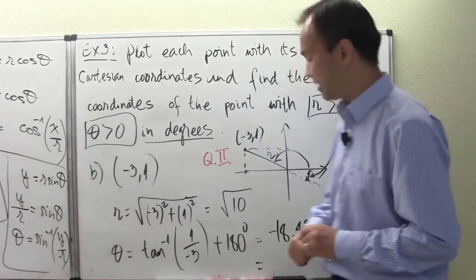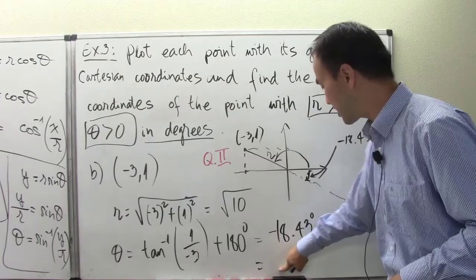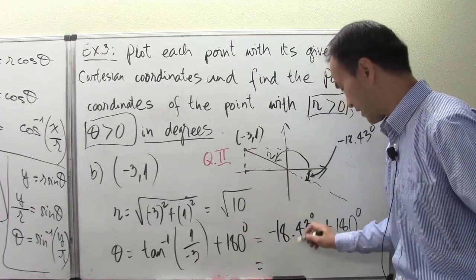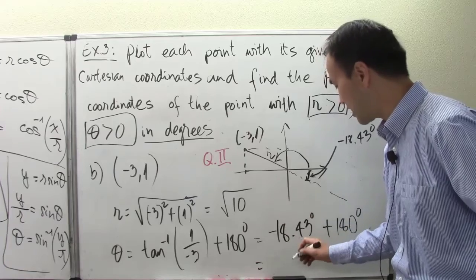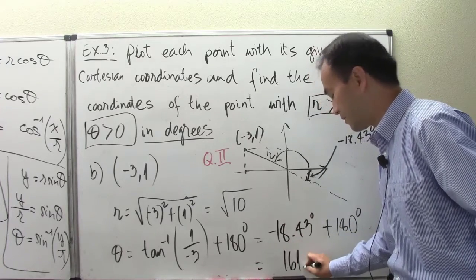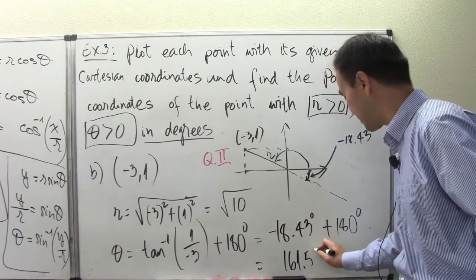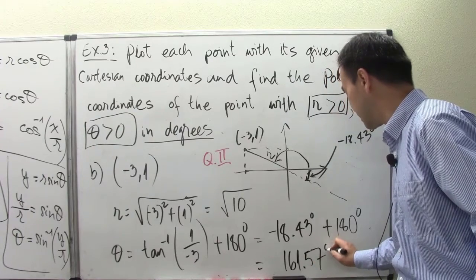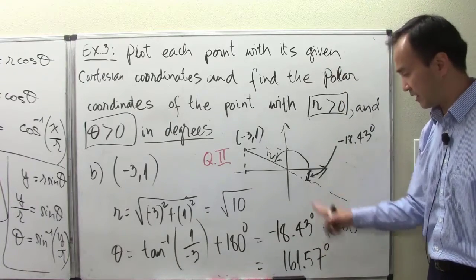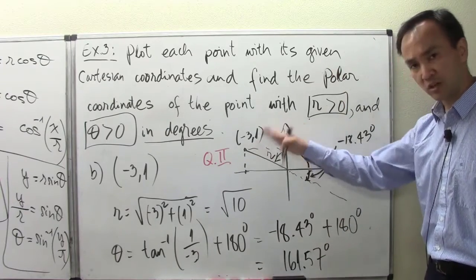All right, so now in precise value, I mean in 2 decimal places, but in degrees right here, and precise to 2 decimal places. And here I'm looking at 161.57 degrees. That is our final answer. That looks consistent with the way the picture is looking.